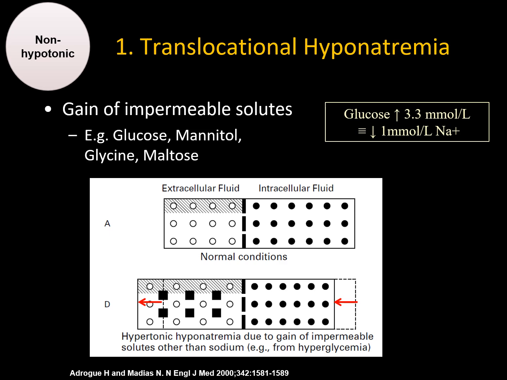Therefore, this is not a real hyponatremia, and it is also not due to a lab error. We can calculate or estimate the amount of hyponatremia contributed by certain solutes such as glucose. For every 3.3 millimoles per liter rise in glucose, the sodium can be expected to drop by 1 millimole per liter.